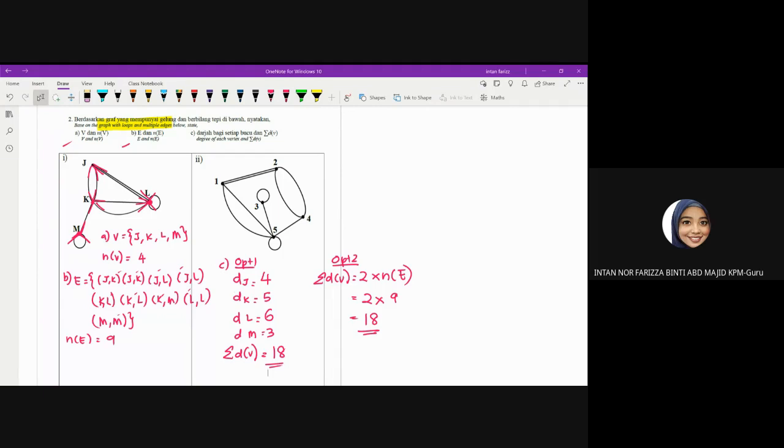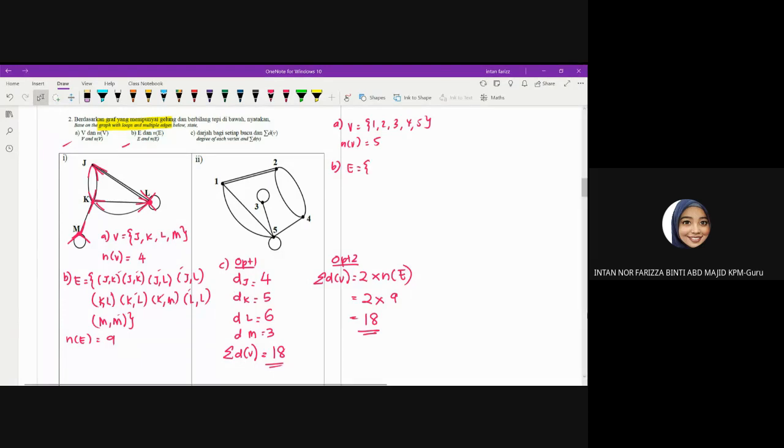Okay, let's look at the question. So 2A2. Okay, so the first one, vertices, we have 1, 2, 3, 4, 5. So thus it is 5 here. And B, we have edges.